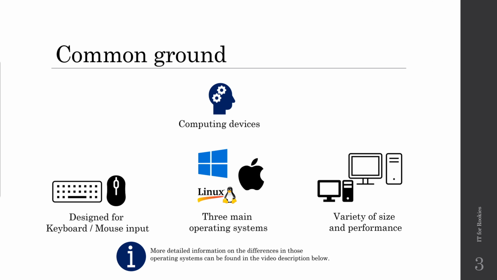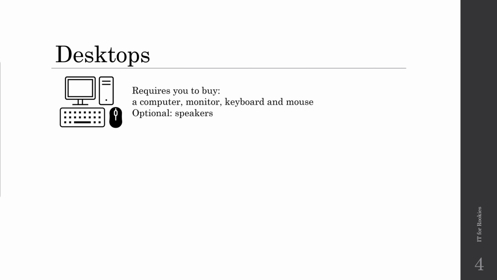Alright then, so now that we talked about common ground, let's have a short look at what a desktop computer is. First of all, what do you need to purchase? Obviously, a desktop computer has several components that need to be purchased separately.